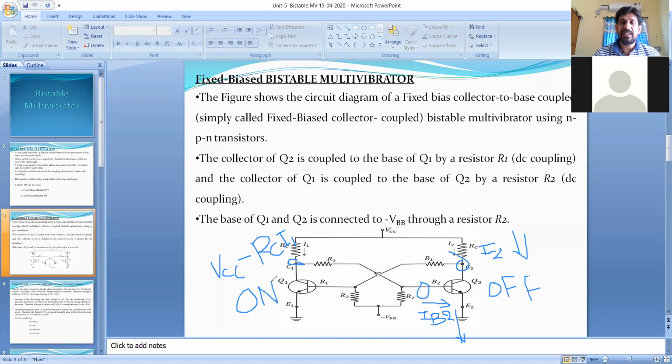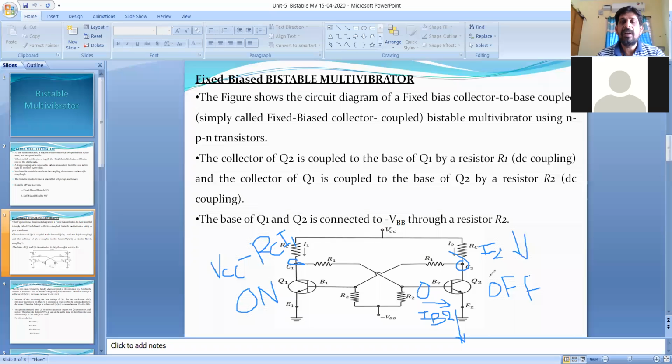You can explain it another way. Previously, you assumed I1 was higher; you can also assume I2 is higher than I1. Then Q1 is off and Q2 is on. We can assume any one current is slightly greater than the other. Once you switch on the power supply, the same condition is repeated.